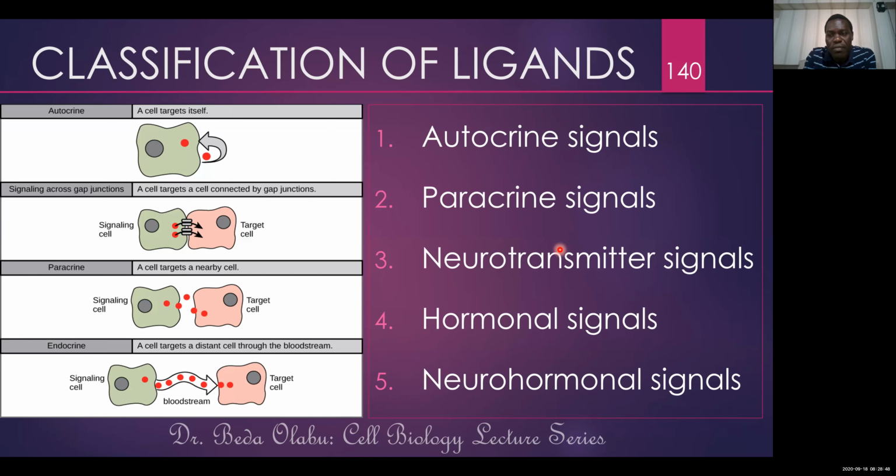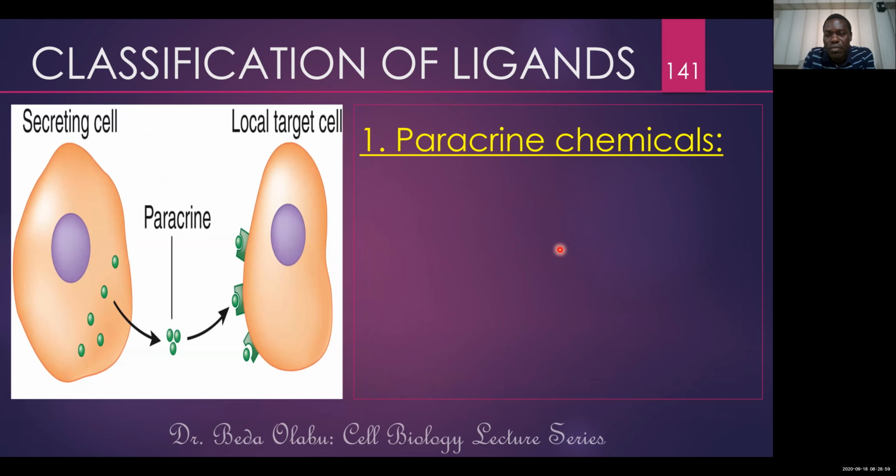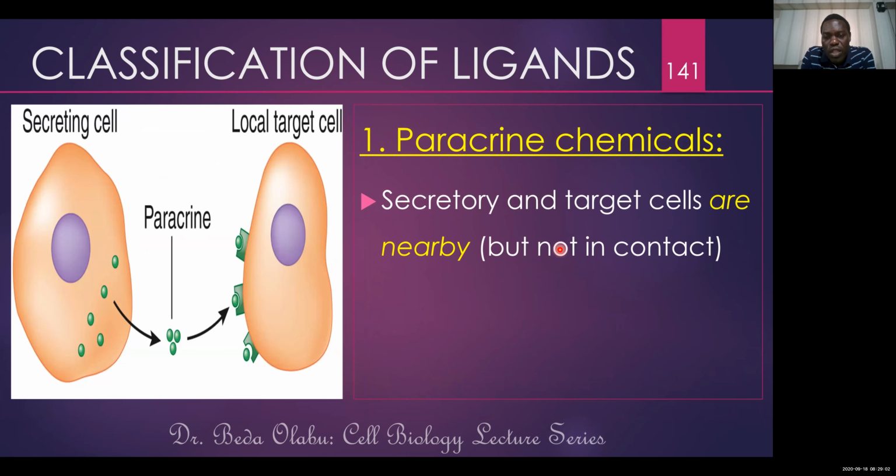Let's begin with paracrine ligands or paracrine chemicals. What are we calling paracrine ligands? Now, you call that chemical a paracrine chemical if the secretory cell and the target cell are nearby each other. They are not necessarily in contact, because remember, this is a form of indirect communication. But the secretory cell and the target cell are within one neighborhood.